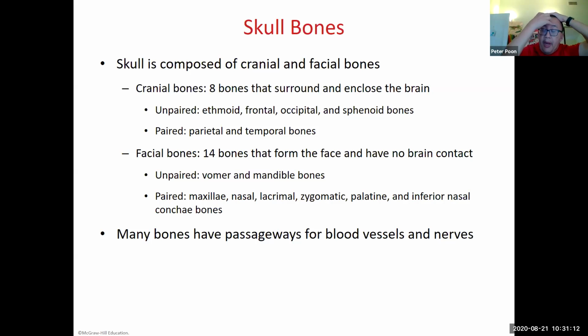They're the unpaired ones. So unpaired is going to be all down the middle. So ethmoid deep in there, frontal, occipital, and sphenoid is also deep in there. The paired ones are going to be the parietal and the temporal. The facial bones have no brain contact. That's what makes it a facial bone.